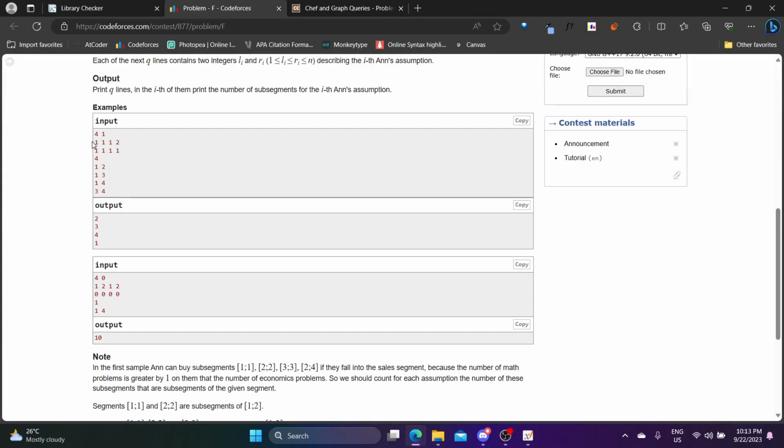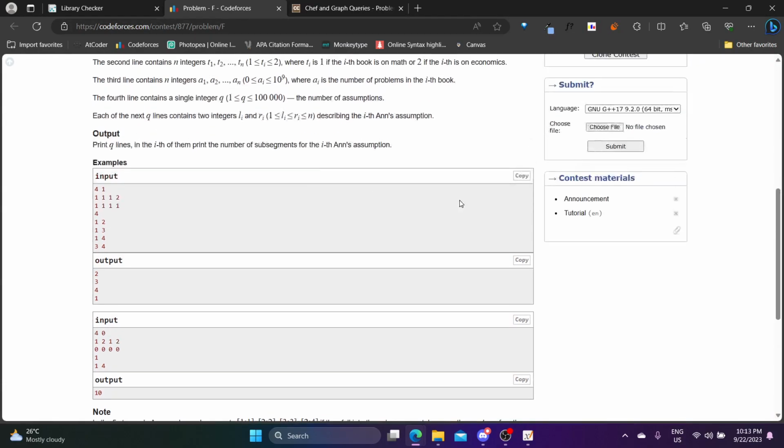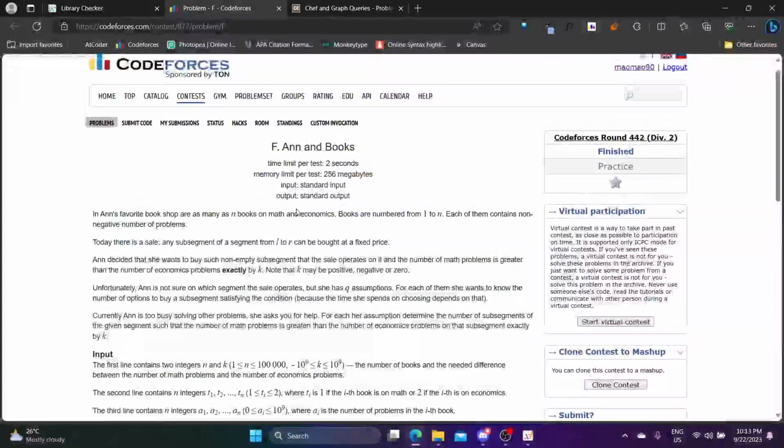Because if you take 1, 1, then you have 1 type 1 book and 0 type 2 book. And if there are 3 books inside the bookshop, you have to buy all 3 books. You cannot just choose half of it.